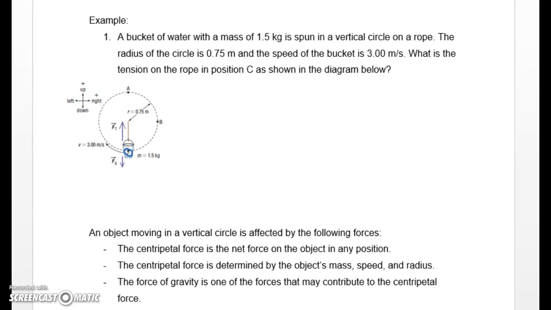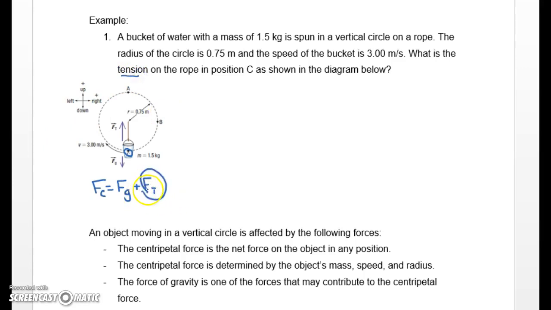If you guys remember, when we're looking at centripetal force and it's straight down, it is equal to the gravitational force plus that tension force. There's going to be a force pushing up and a force pushing down. So your gravitational force here is going to be negative, while that tension force is going to be positive, as they're moving in two different directions. In this question, we are looking for the tension on the rope, so we're actually looking for this value right here.